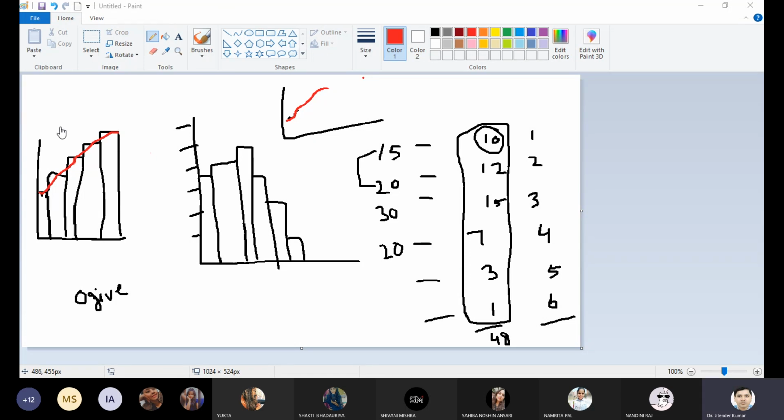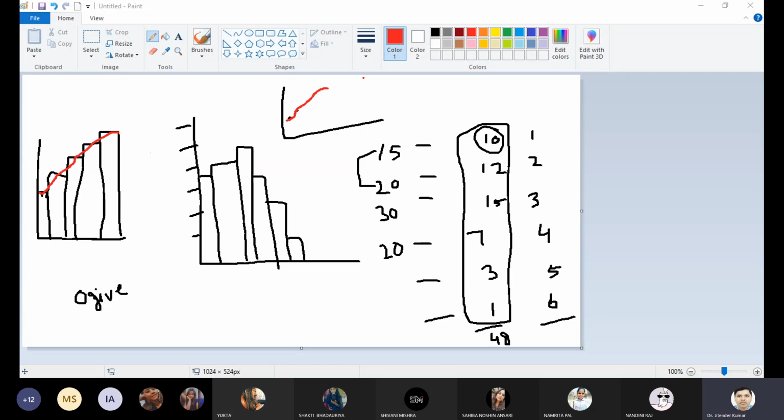So any doubts, any questions so far? Anyone? Yes, Yukta, you have some question? Yes, sir. I want. हाँ बोलो. Sir, can you explain upper fence and lower fence?